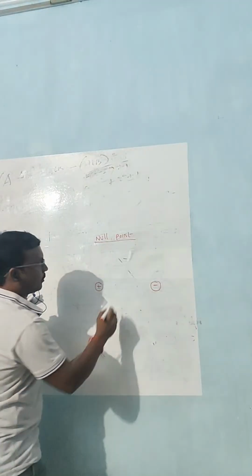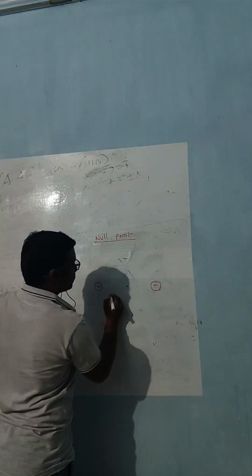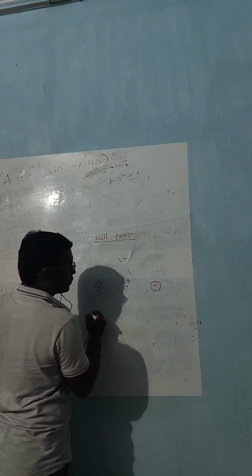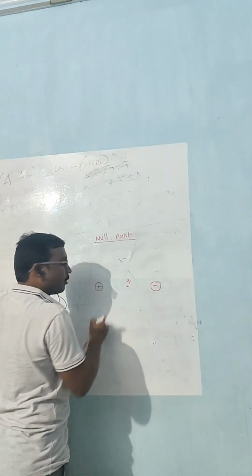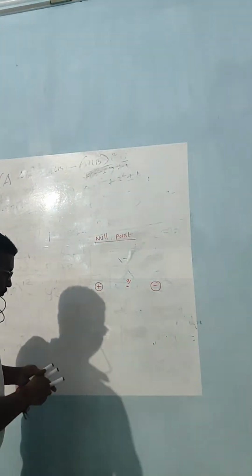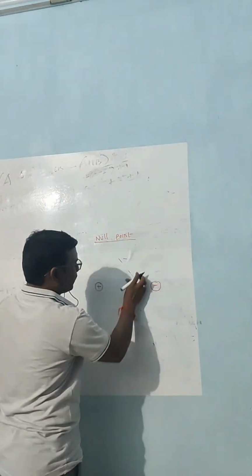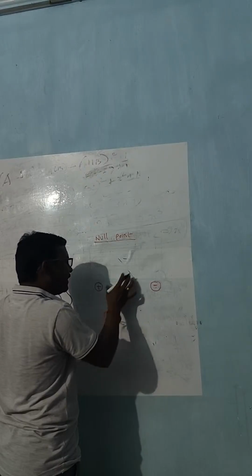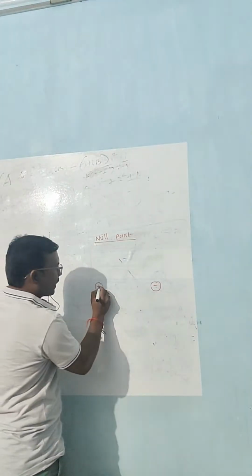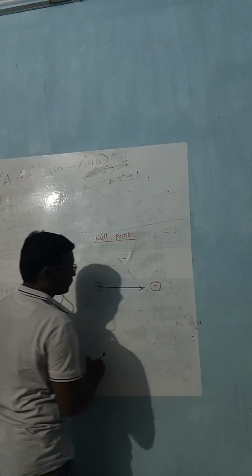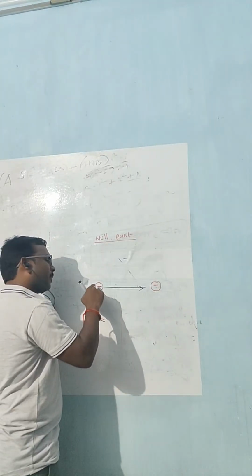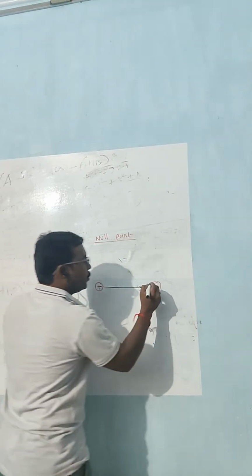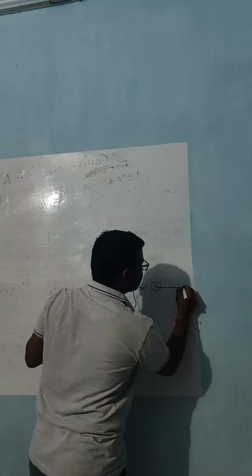Right. Suppose I take a charge Q here, it experiences a force. That force per unit charge is called the electric field. Here, if this is the positive charge and this is the negative charge, in between there is a null point. This is the electric field direction. Due to the positive charge, the electric field direction is like this. Due to the negative charge, the electric field direction is like this.